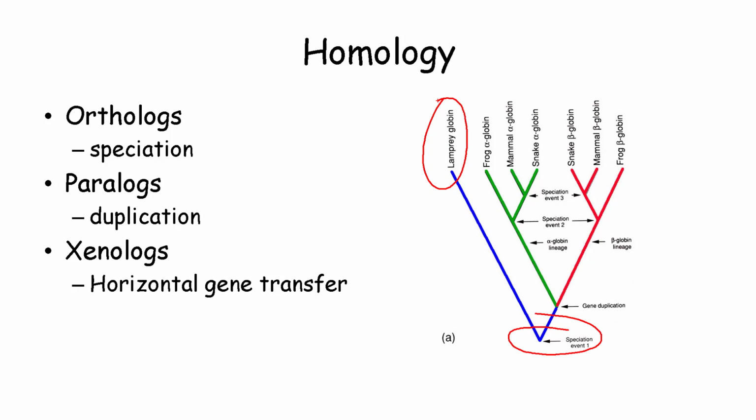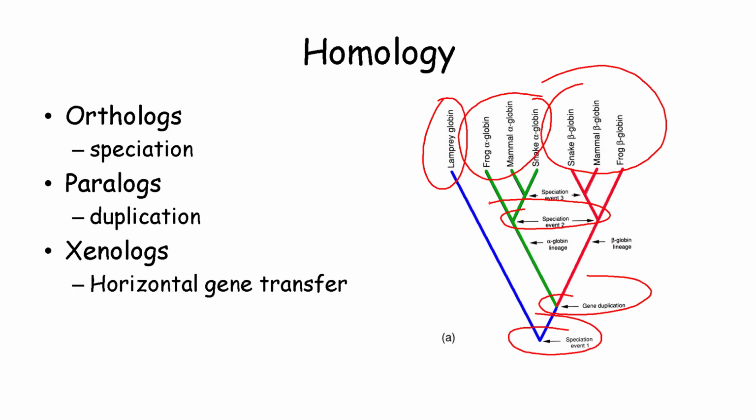The lamprey globin and the globins in these other species are related to each other because of a speciation event. After this speciation event, there was a gene duplication, giving rise to two copies of the globin within each of these species, the alpha globin and the beta globin. We know that the gene duplication happened before the subsequent speciation events, because the frog alpha globin is more similar to mammal alpha globin than it is to frog beta globin.